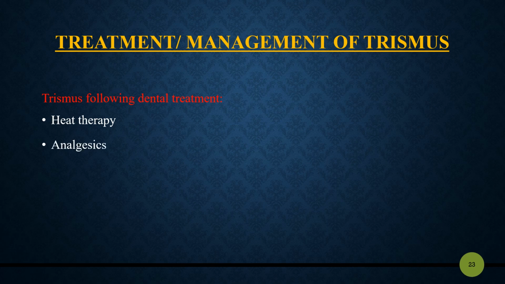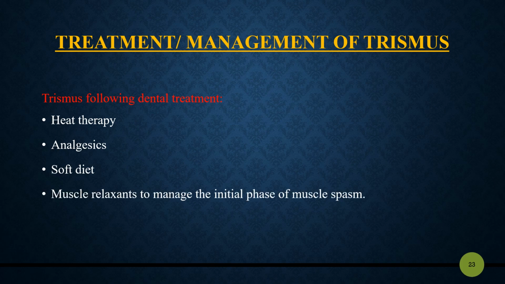Analgesics: aspirin is usually adequate and its anti-inflammatory properties are also beneficial. Patients should be advised to have a soft diet and, if required, prescribe a muscle relaxant. So this manages the initial phase of muscle spasm.